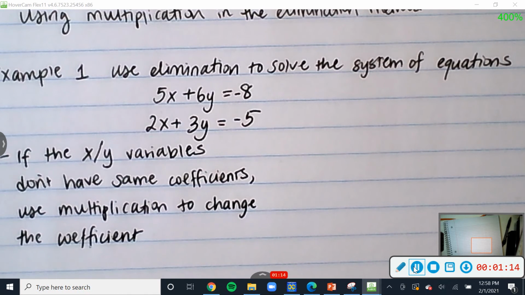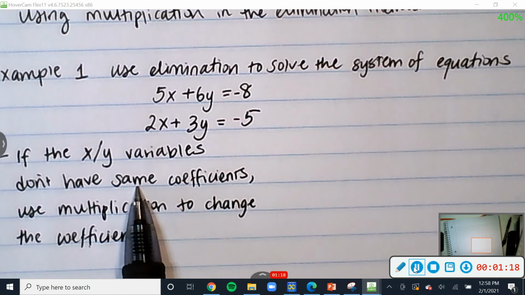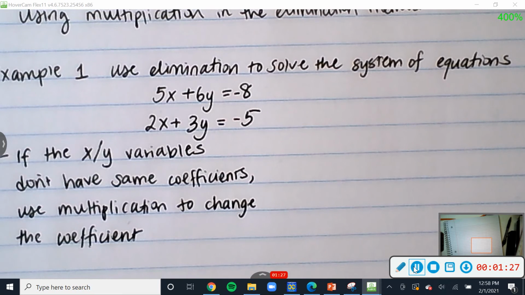This is the first thing that I wrote down. If the x or y variables don't have the same coefficients, then we want to use multiplication to change the coefficient. Let me show you what I mean by that.